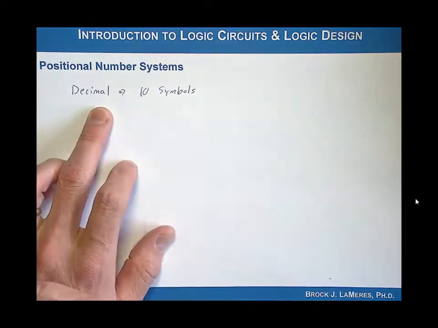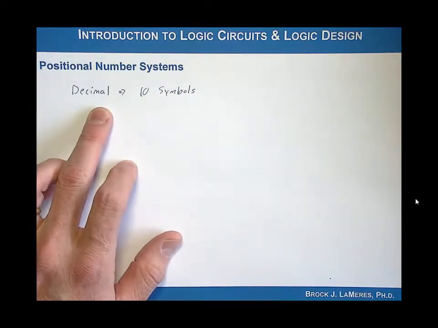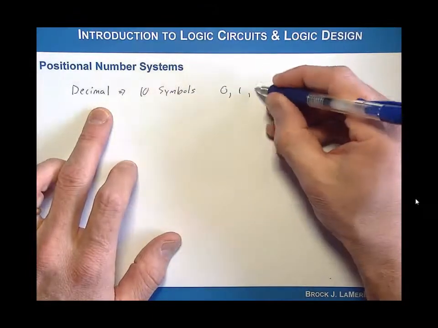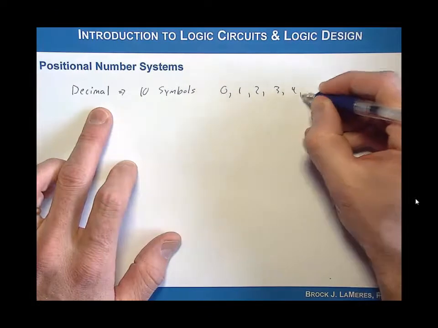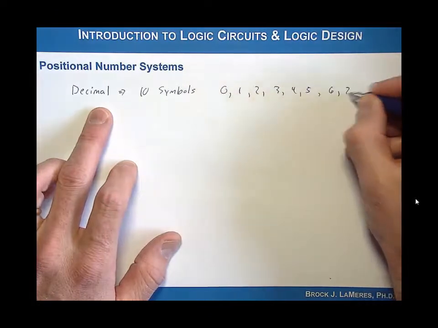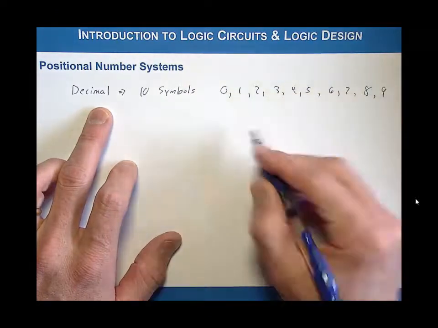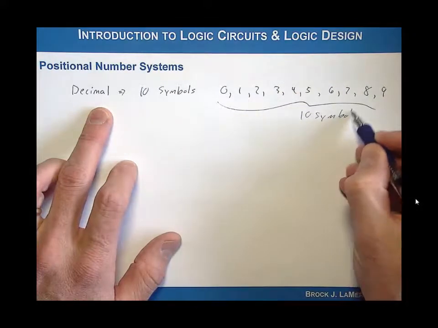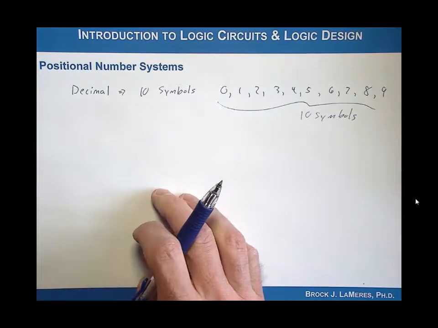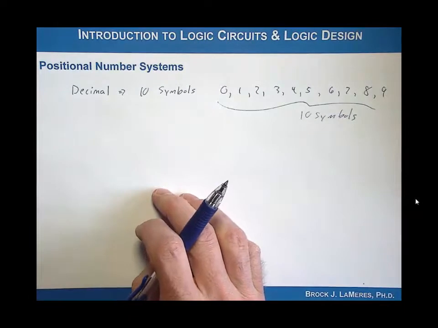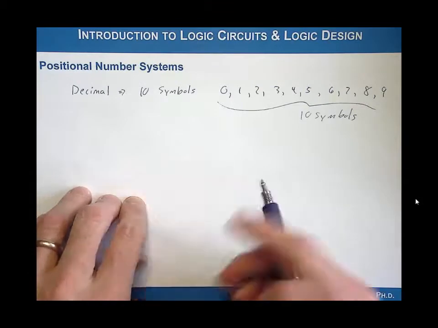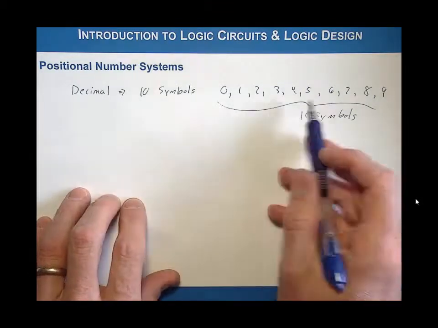All right. Now this makes sense. You know, we've known this since birth. But if you think about it, the symbols in this set are 0, 1, 2, 3, 4, 5, 6, 7, 8, and 9. So there's 10 symbols. And when you define this number system, you do more than just define what the symbols are in the set. You actually define the relative value of each of these symbols.